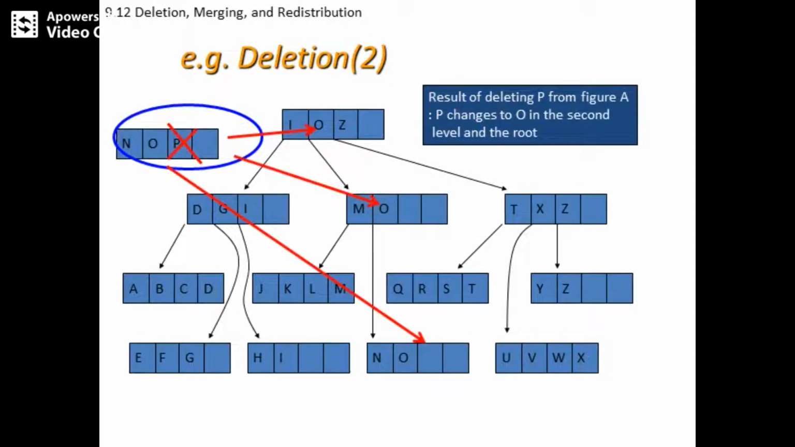Suppose you are going to delete the character P from the node NOP. P is the highest character. So what will happen when you delete the greatest character from the node? It will affect the next level also. Because when you delete P, the greatest character in the leaf node will become O. So when you have the greatest character as O in the leaf node, the same thing should be reflected in the higher levels also, and in the root also. So this is the case if you are deleting the largest character in a leaf node.